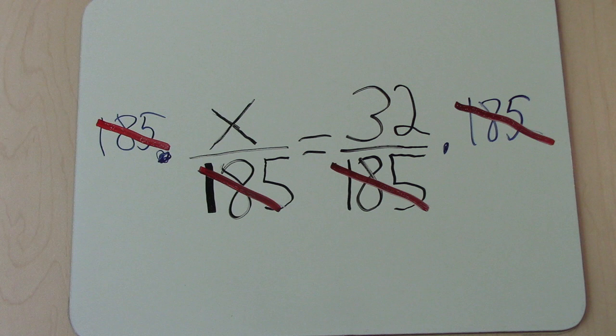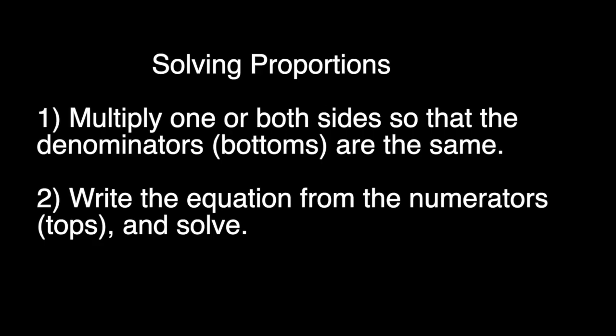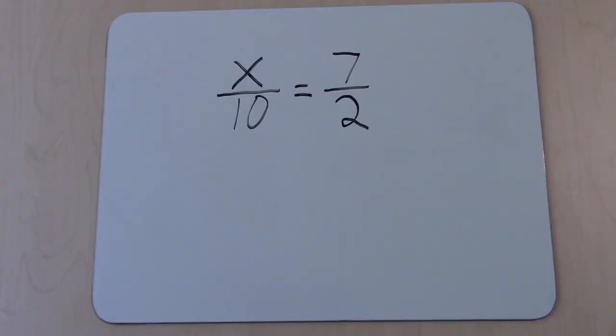Now we can take a look at our notes. So, solving proportions. First step, you're going to multiply one or both sides so that the denominators, or the bottoms, are the same. Second step, you just write the equation from the numerators on the top and just solve it. So, here's our first problem. What are we going to do here?